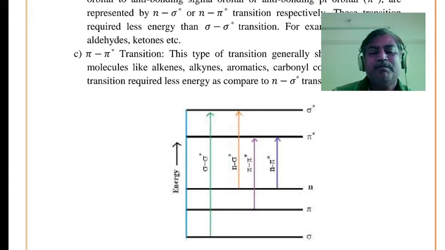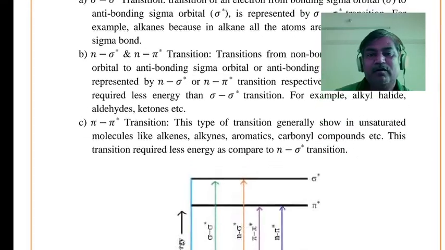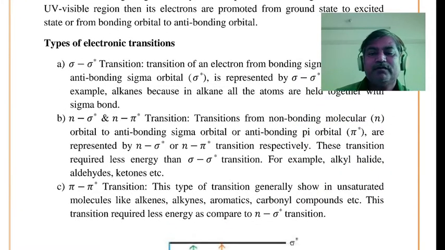So sigma, pi and N, these are the bonding molecular orbitals. Pi star to sigma star, these are the anti-bonding molecular orbitals. Okay, so this is about the second type of transition.